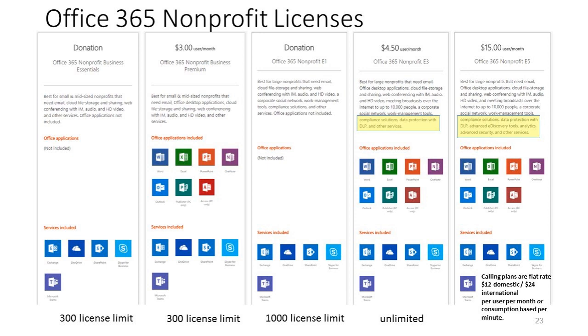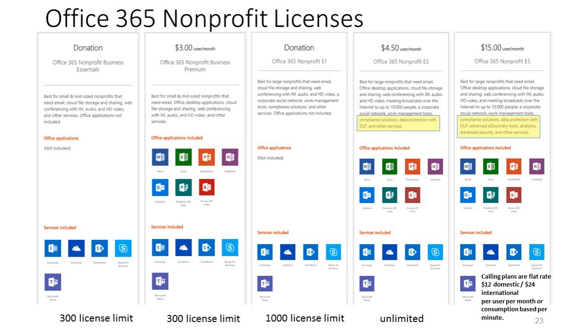So let's look at the 5 licensing options that are available to nonprofits. Again, the first 2 on the left we're not going to be talking about today. They're the business level. The next 3, E1, E3, and E5, you can review this slide when you get the recording. What I wanted to call out are those sections that are highlighted in yellow. With your E3 licensing, that's a $4.50 per user per month price, but it includes compliance solutions, data protection with DLP, data loss prevention, and some other services.